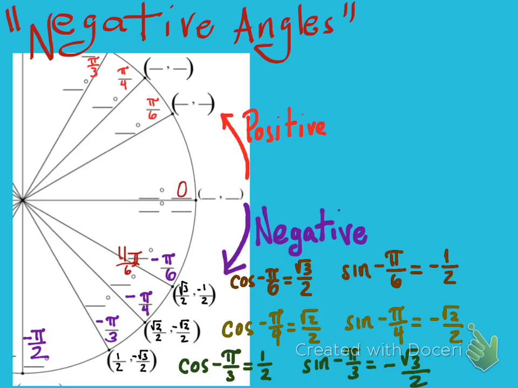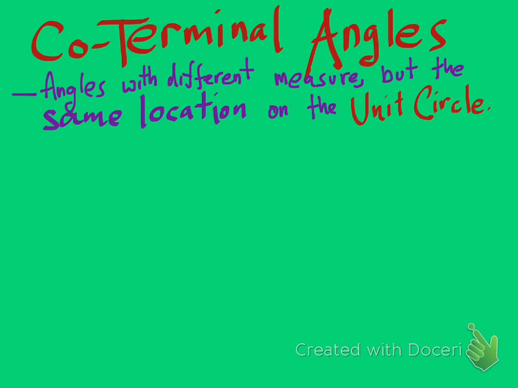Let's talk about coterminal angles next, but just let me point out here that these two angles, 11 pi over 6 and negative pi over 6, are two different angles in the same place on the unit circle. As a matter of fact, that is the definition of coterminal angles: angles with different measure, but the same location on the unit circle.